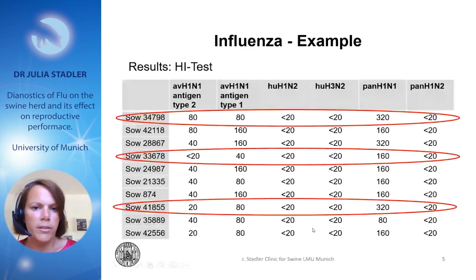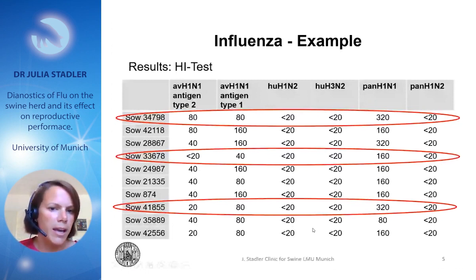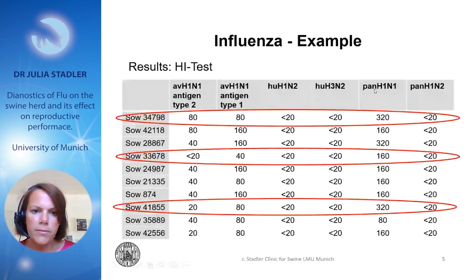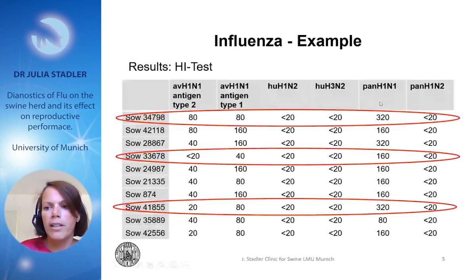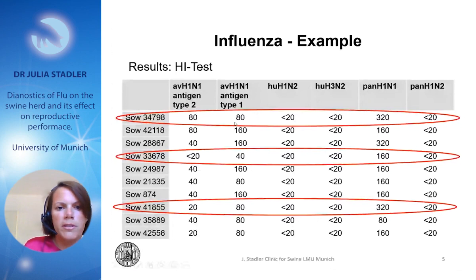As I have already told you in the beginning, cross-reactions between the avian H1N1 and the pandemic H1N1 can occur, which complicates the interpretation of the results in this case. However, we had 3 cells, here marked with a red circle, where antibody titers against pandemic H1N1 were at least 2-fold higher than antibodies against avian H1N1. In this case, this was an indication for an infection with pandemic H1N1.